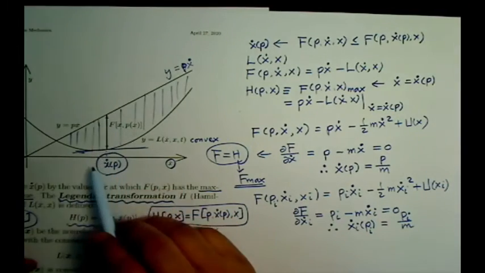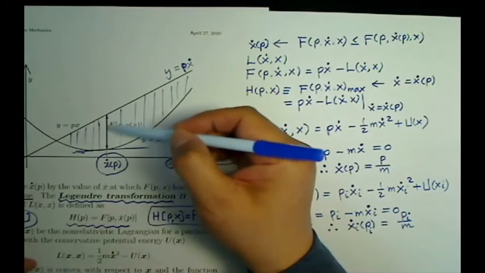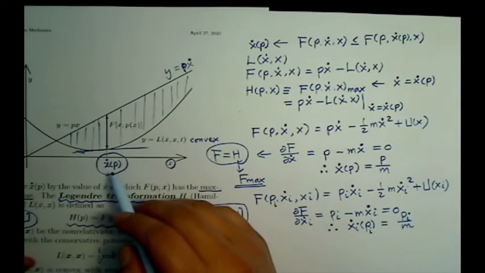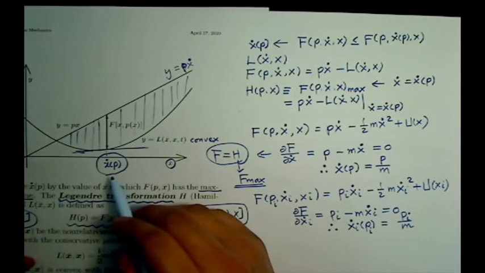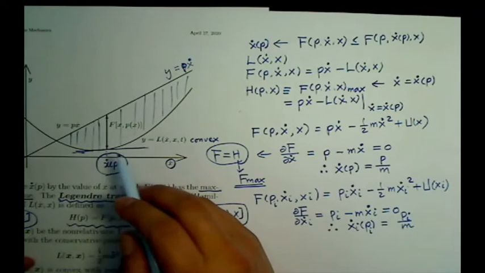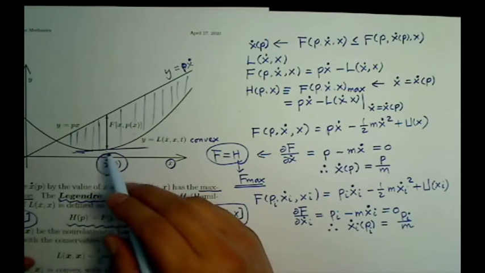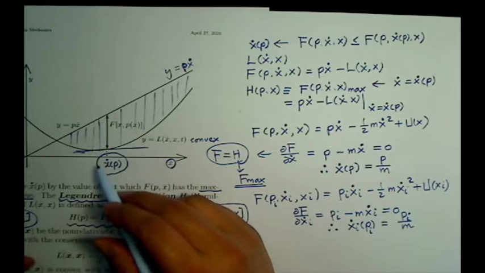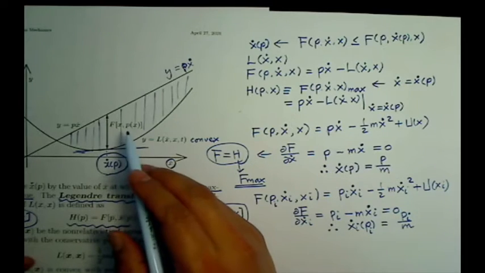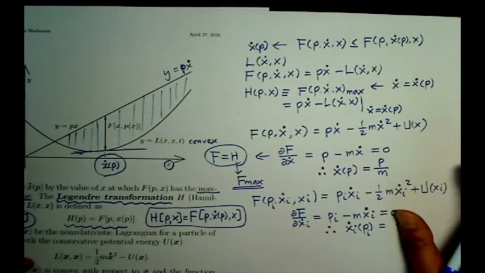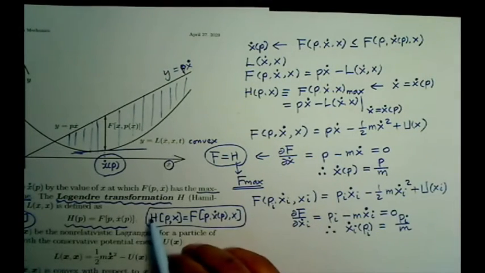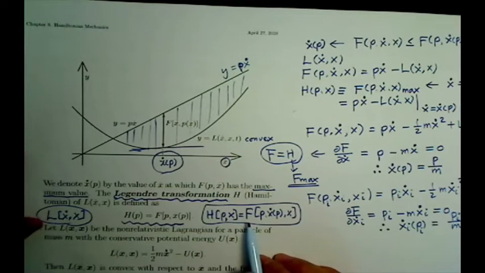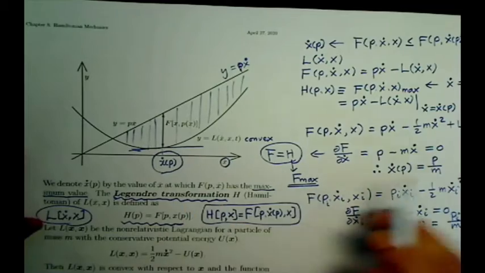This difference becomes maximum when x dot is x dot p. x dot p can be obtained by taking the first order partial derivative of f with respect to x dot. When we substitute this x dot into the function f, we find the Hamiltonian, and the transformation from the Lagrangian to the Hamiltonian is called the Legendre transformation.